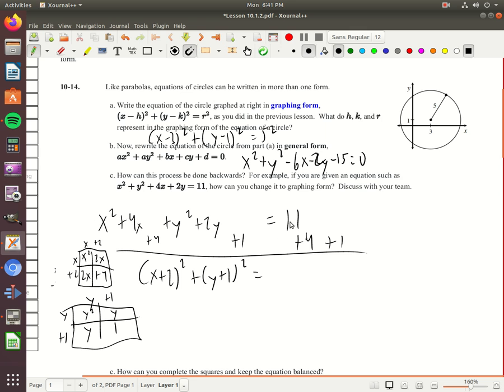And that's going to equal 16. Now again, if I want the radius, it's fine as 16, but it would probably make more sense to get the square root of that. And the square root of 16 is, of course, 4. So that's how I can rewrite that one right there.